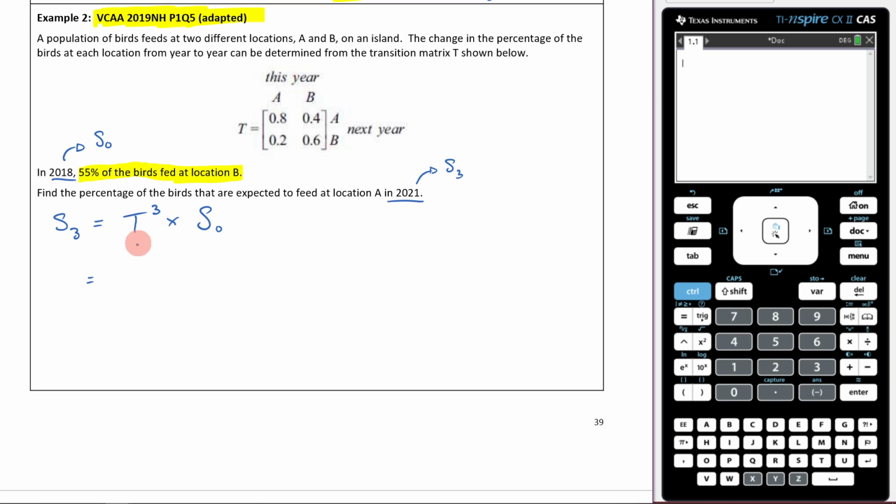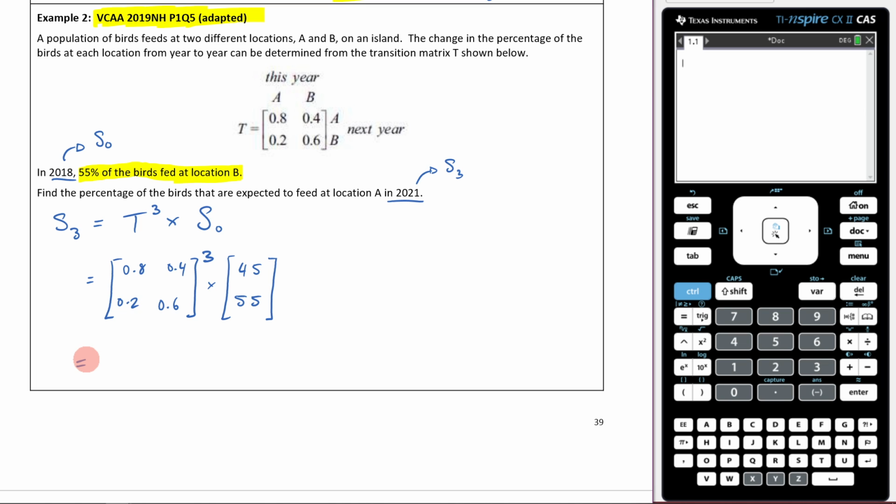So I'm going to come over here. Now, T cubed, I'm going to go 0.8, 0.2, 0.4, 0.6. And now, what is my initial state? Well, 55% of the birds feed at location B. So I'm going to say there are 55 birds at location B, which means there are 45 birds at location A. So I'm treating this 55% as just a whole number there. And the most important bit is to make sure you've raised your transition matrix to the power of 3, and we're going to figure out what this is equal to.